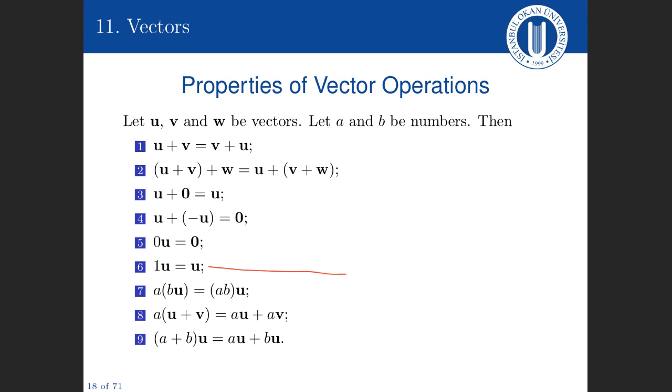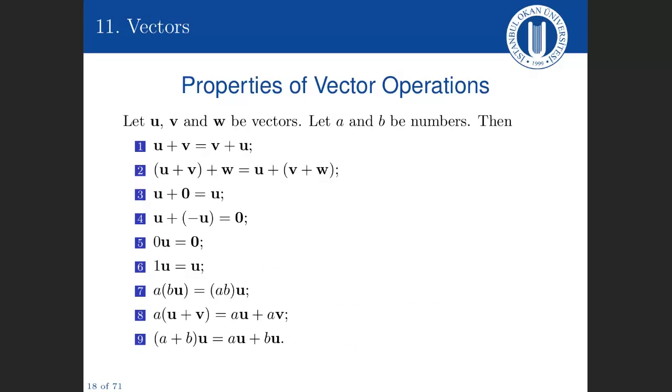The number 1 multiplied by u is of course just u. If a and b are numbers and u is a vector, then a multiplied by bu is just the same as ab multiplied by u. Doesn't matter which order we multiply these together. A multiplied by u plus v is just au plus av, and a plus b multiplied by u is au plus bu.